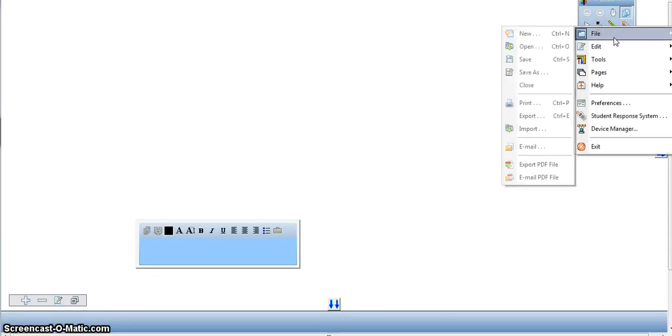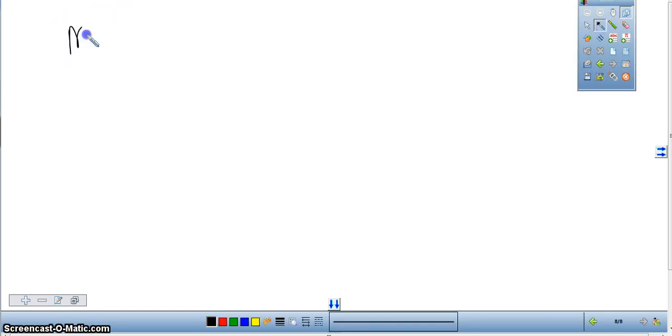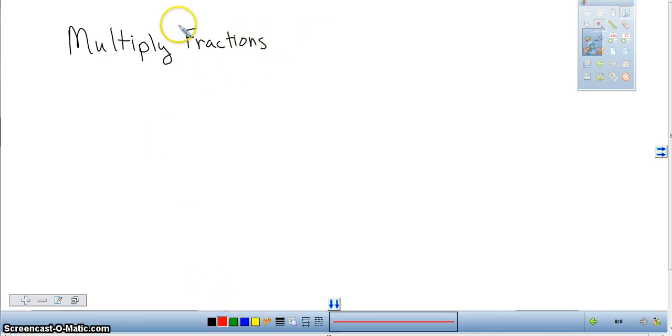Okay, guys, what we're going to talk about today, and what you're going to learn and need to write down first, is how we multiply fractions. When you multiply fractions, it's pretty easy, but you need to remember that at the end you have to reduce, or we call it simplify. Reduce and simplify mean the same thing.